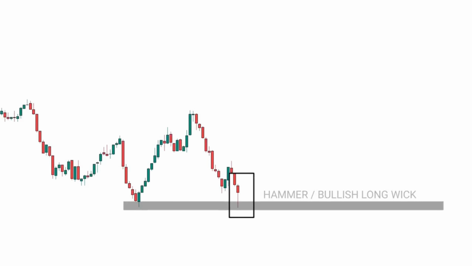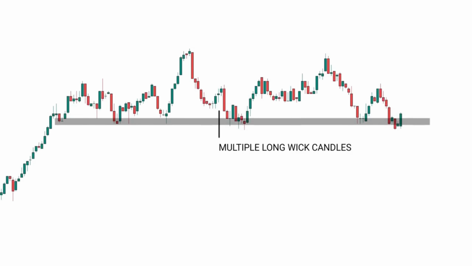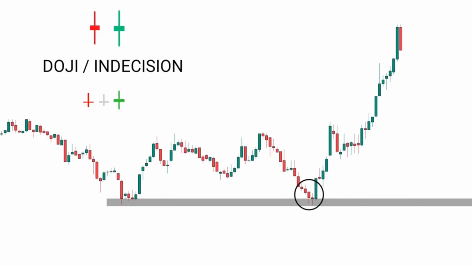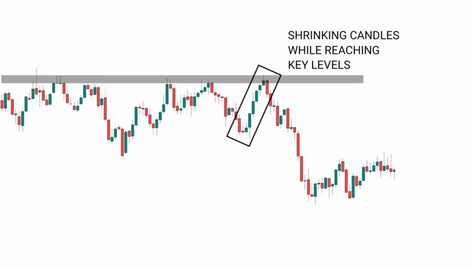If a hammer forms at support, wait for its high to break for a long entry. If multiple long wick candles form, it confirms rejections. Even doji or indecision candles at key levels signal hesitation and possible reversal. If candle sizes start shrinking as price approaches the level, it means momentum is fading, another sign of respect for the level. Based on these reactions and confirmations, you can plan your trade accordingly.